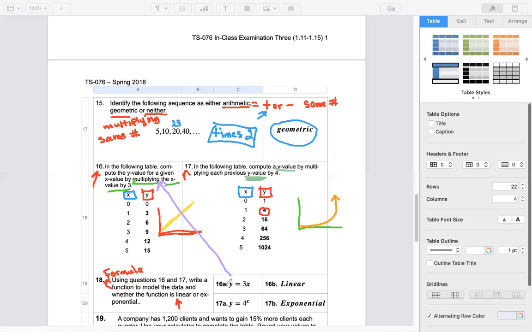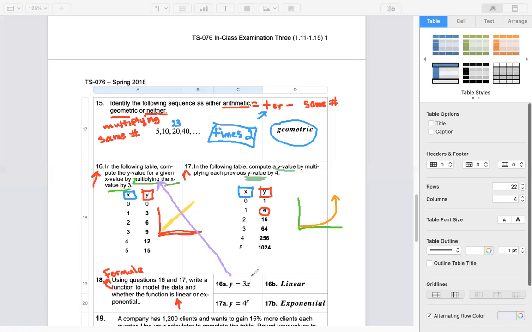For number 16, I got y equals 3x, because it says compute the y value, y equals, for each given x value by multiplying the x value by 3. That's the x value times 3. Every y we're trying to figure out equals 3 times x, or x times 3. Same thing, okay? So that's why this answer right here says y equals 3x.